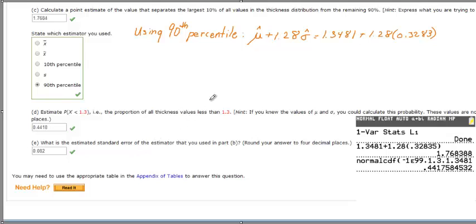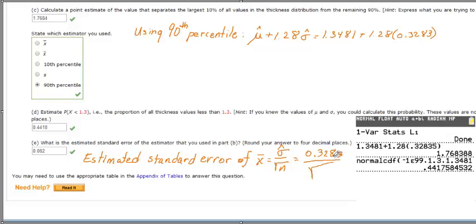This bottom E question tells me I need to give them the estimated standard error of x bar, so let me write that down. There's my formula for my estimated standard error. My standard deviation hat, sorry about that, is 0.3283 divided by the square root of however many data points there were. I believe there were 16. If you crunch those numbers, you'll get 0.082. And that's all there is.